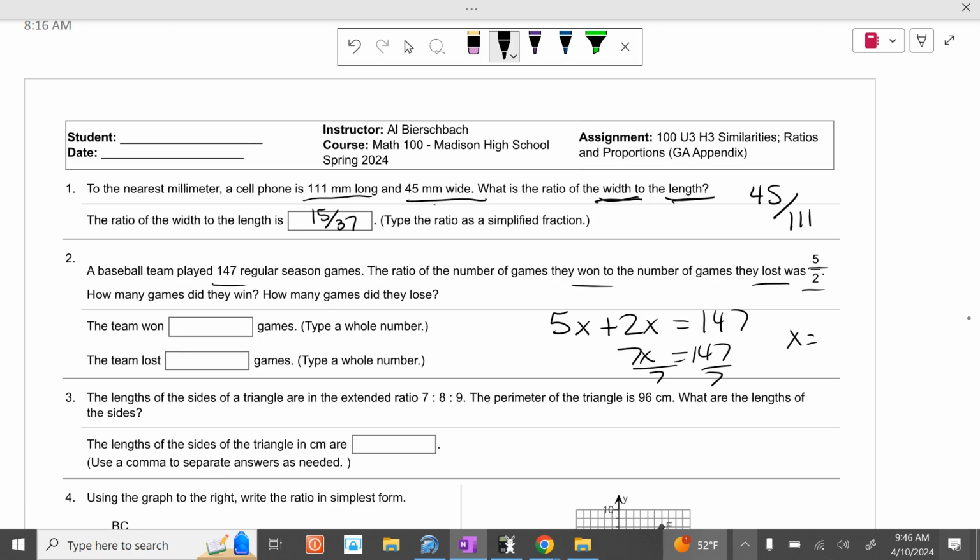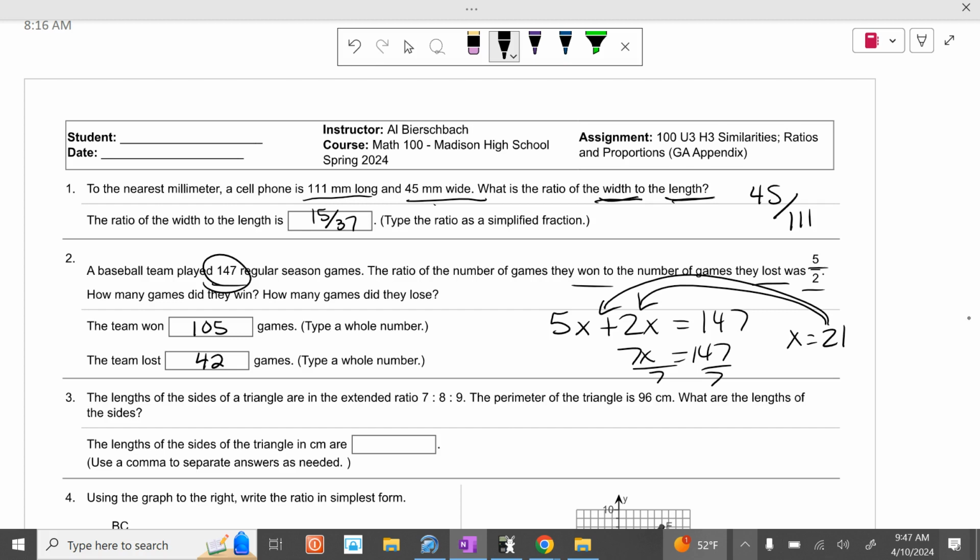So x equals 21. So if you put the 21 back in for each of these, 5 times 21 is the number of games they won, which is 105. 2 times 21 is the number of games they lost, which is 42. See how they add to 147. Okay.